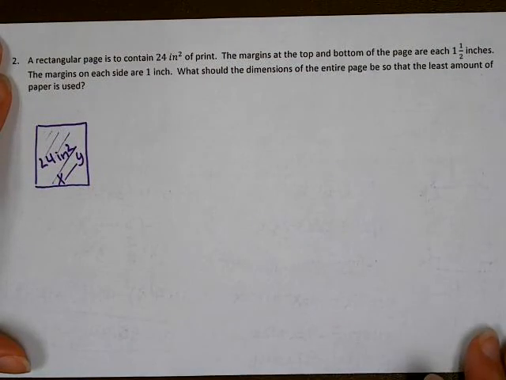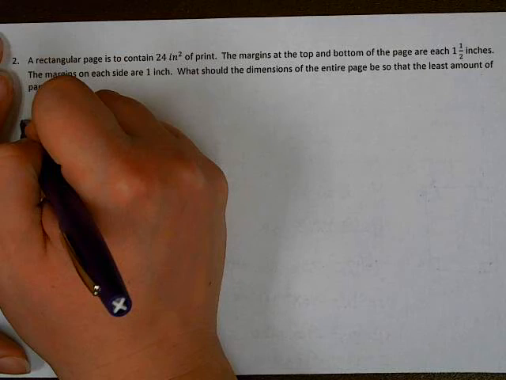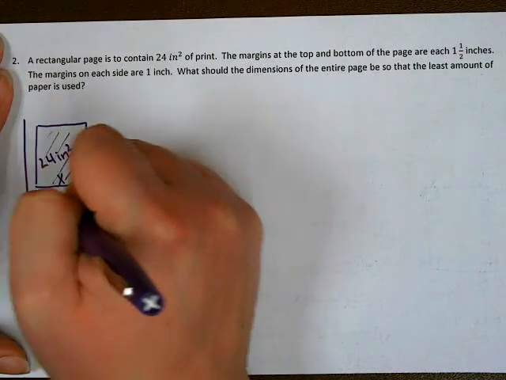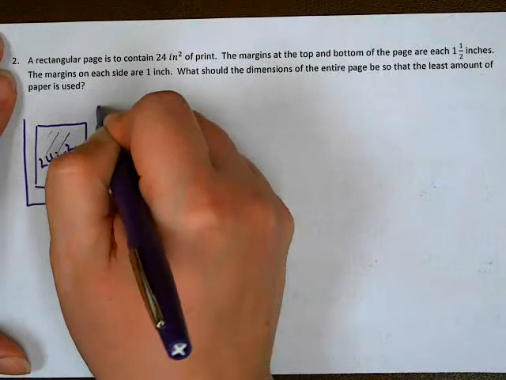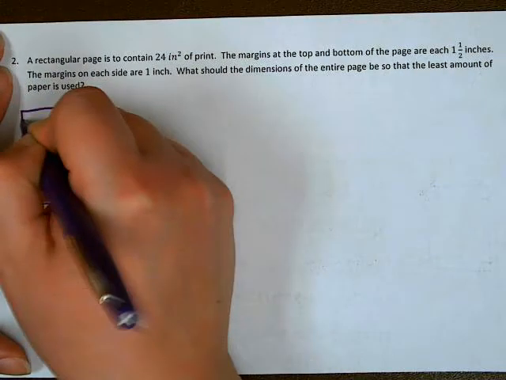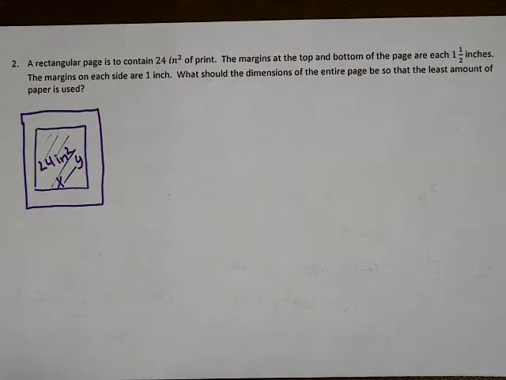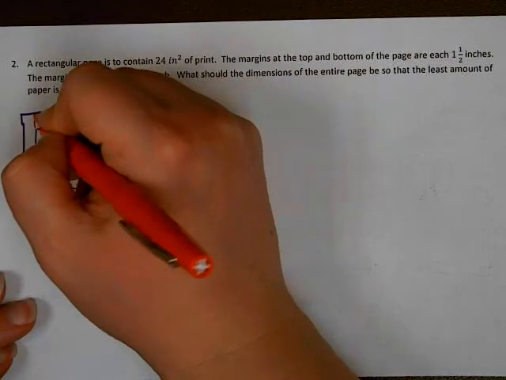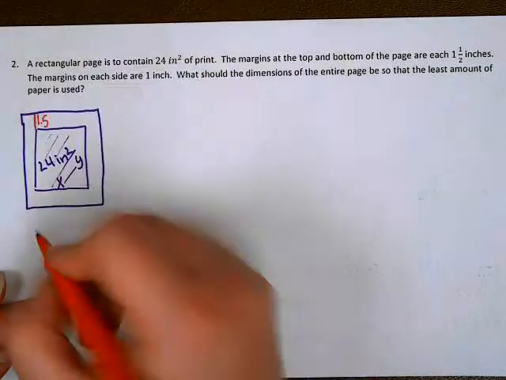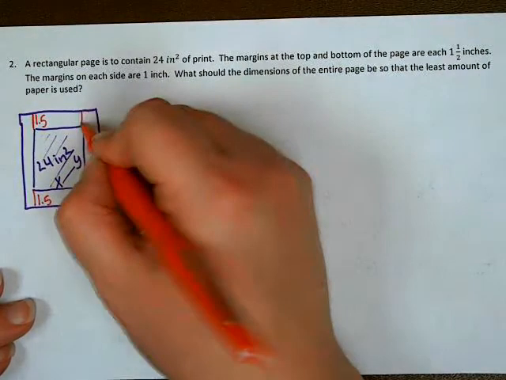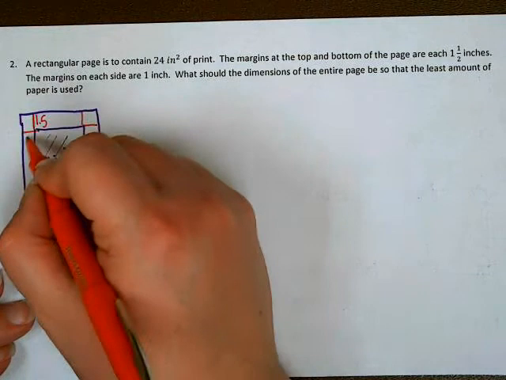Then I have margins at the top and the bottom that are 1.5 inches and margins at the side that are 1 inch. So really, I'm just going to go ahead and draw around it. And it doesn't have to be perfect because I'm going to label what each of these is. Well, let's see. Bottom and top is 1.5 inches. So this is 1.5 inches. This is 1.5 inches, right? Top and bottom. And then the sides are 1 inch.